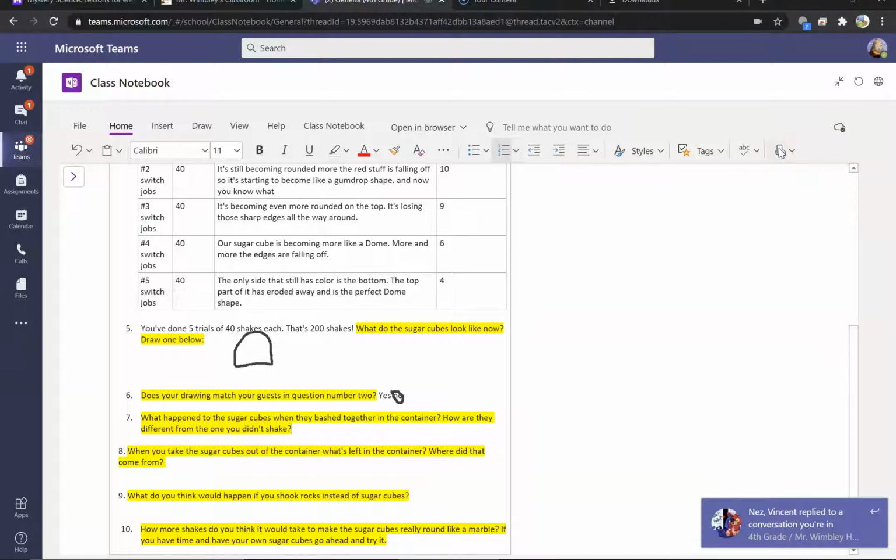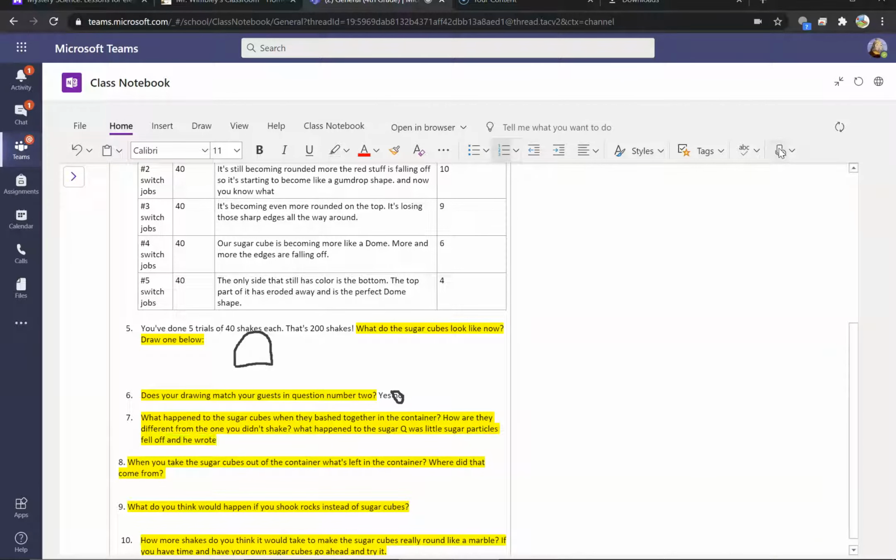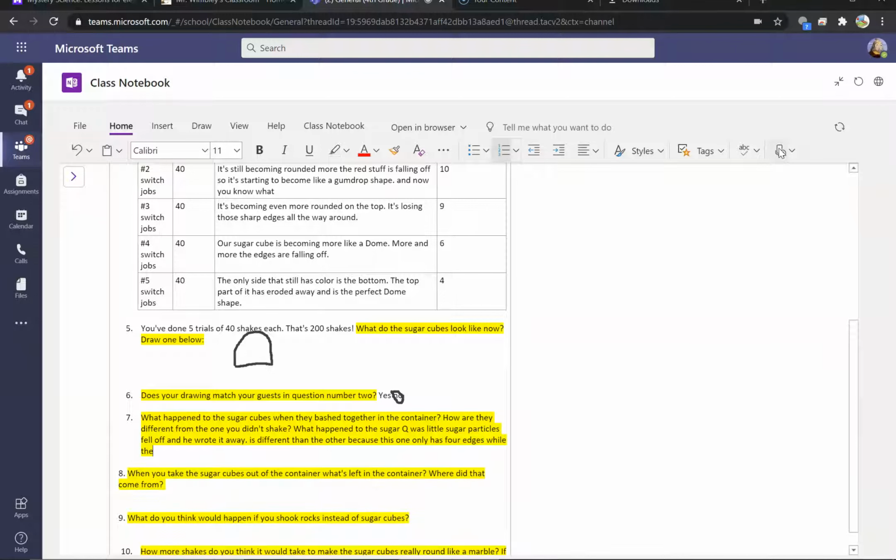What happened to the sugar cube was little sugar particles fell off and eroded away, period. It's different than the other because this one only has 4 edges, while the other one has 12 edges because they got smoothed off, period.